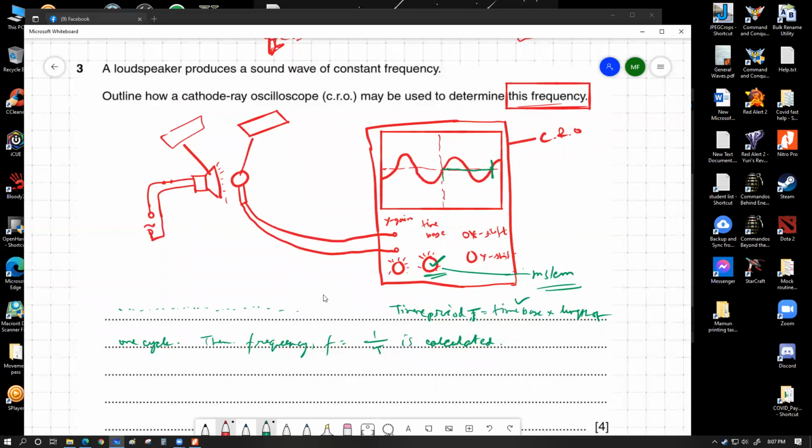We measure the number of divisions. If you write it in terms of divisions, then you are missing the words for one cycle. You said for one cycle, the start and end of one wave. Then you should write one wavelength. Yes sir. Either you write one wavelength or you write one cycle.